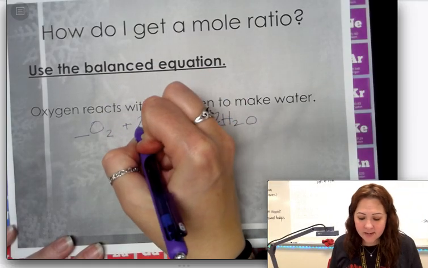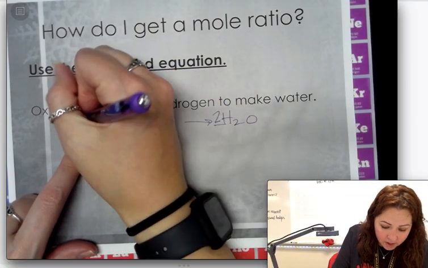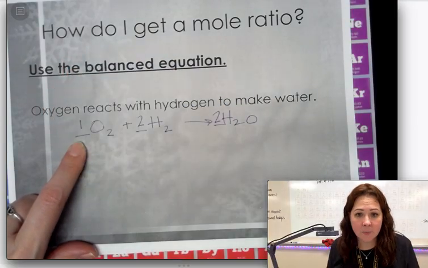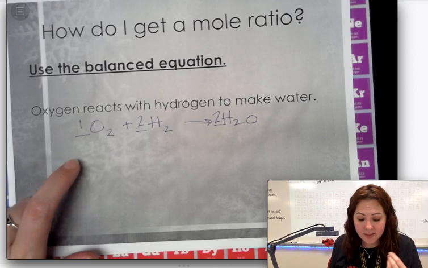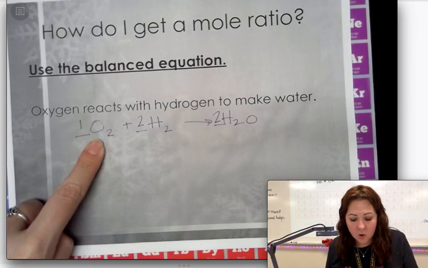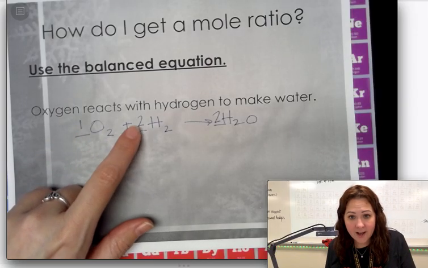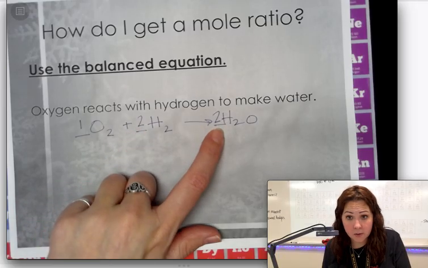So when I'm reading this, we have a blank, but that actually means 1. And I'm going to physically write that number 1 for right now, so that way you see what I'm reading. So the way that this reads is 1 mole of oxygen reacts with 2 moles of hydrogen in order to form 2 moles of water.